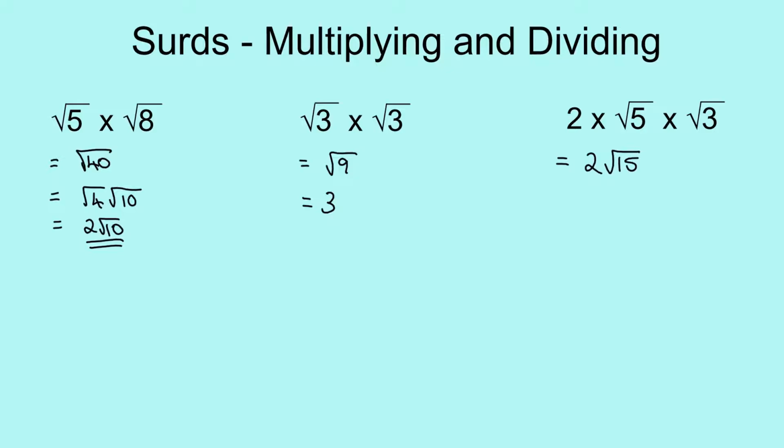Root 15 doesn't simplify. If it did, we would have to then go further into that process of simplifying the root 15, but that is as far as that can go there. So that's your basics of multiplying surds.